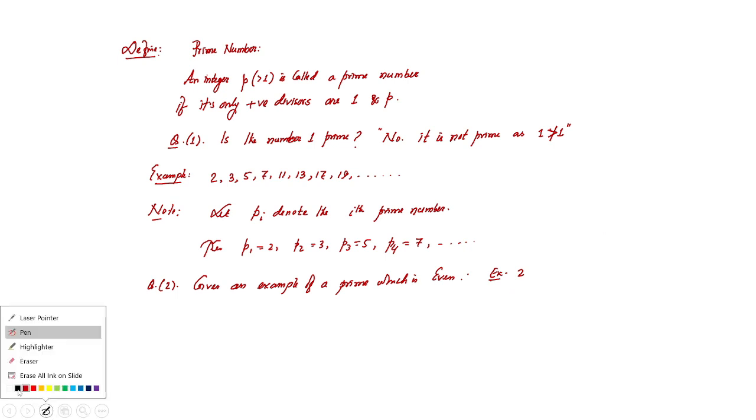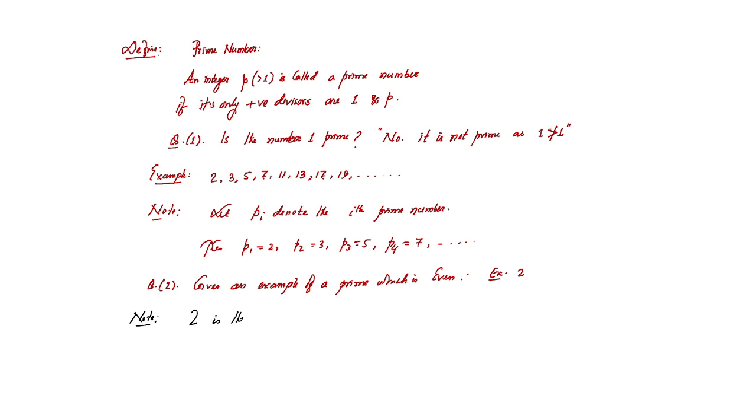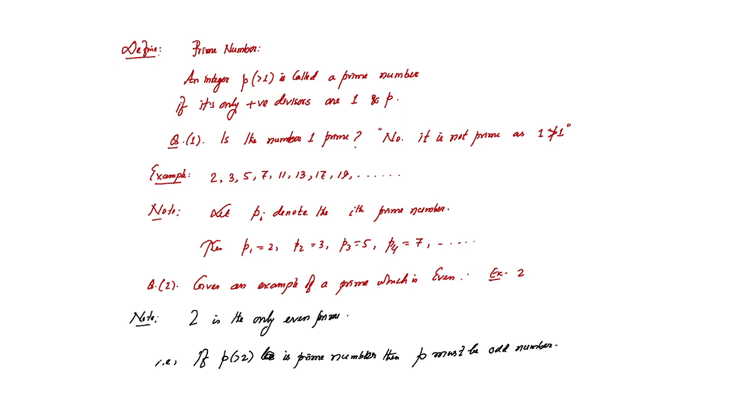So here our important note, note again, 2 is the only even prime. That means if p is a prime and it is greater than 2, then p must be odd. The prime must be an odd integer or positive integer. So every prime greater than 2 must be an odd prime.